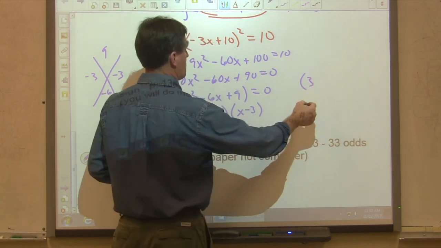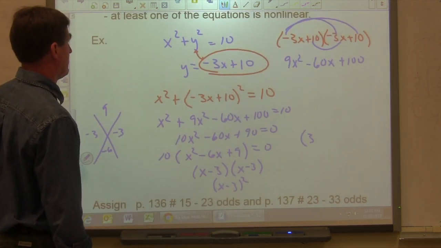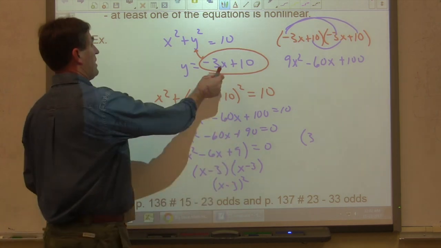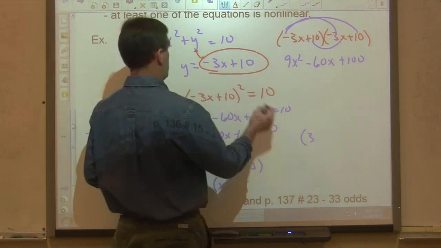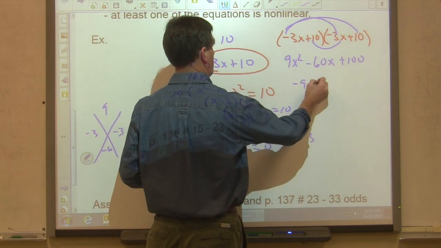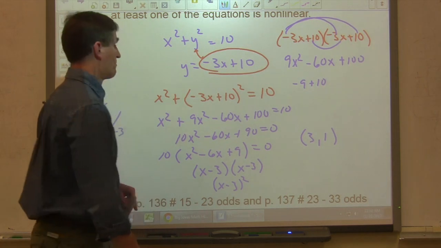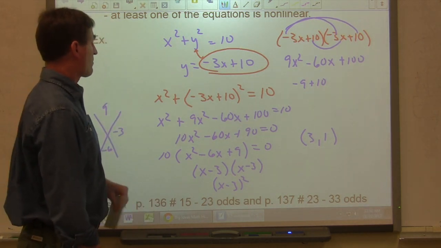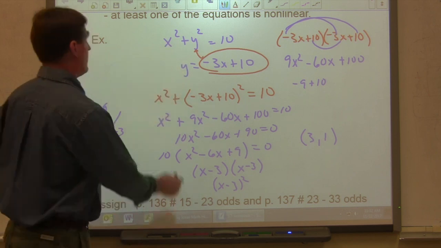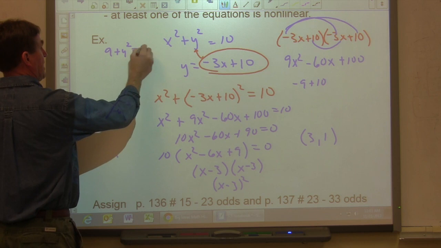So now, since we know x is 3, we can plug that in. Go back up here and plug in. When x is 3, we get negative 9 plus 10 is 1, so we get 3, 1. All right? If you plugged it in up here, you would get 9 plus y squared equals 10.